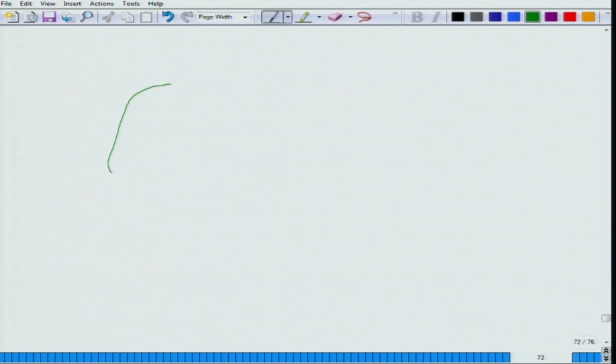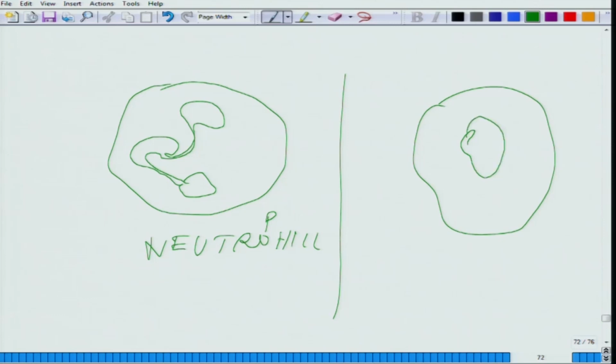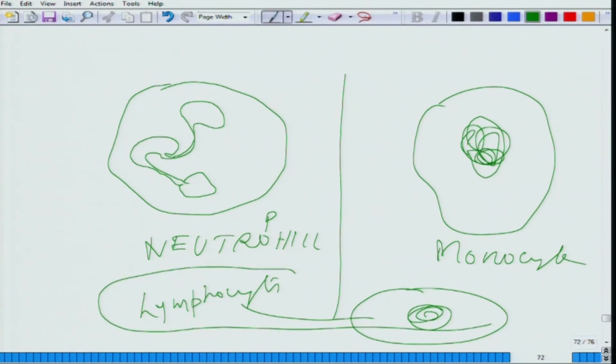Then, if you look at the neutrophil, their sizes are fairly close to each other. These are all multinucleated cells. This is called neutrophil. Then you have monocytes, which are more compact. This is monocyte. And of course, lymphocytes are slightly smaller, like this, which is lymphocyte. Okay.